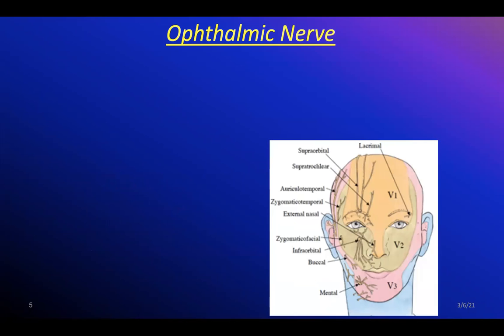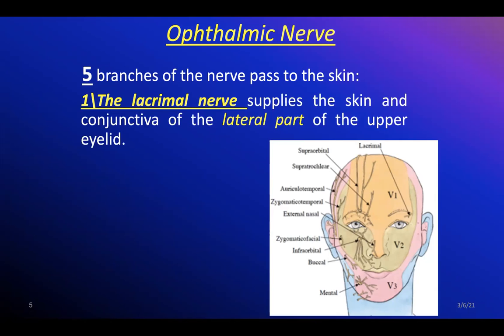هذا رسم آخر واضح أن the V1 V2 and V3. لما تشوفون V1 the upper face, upper eyelid and the nasal bridge to the nasal tip. So we have 5 branches for the ophthalmic nerve. We have the lacrimal nerve, supplies the skin and conjunctiva of the lateral part of the upper eyelid.